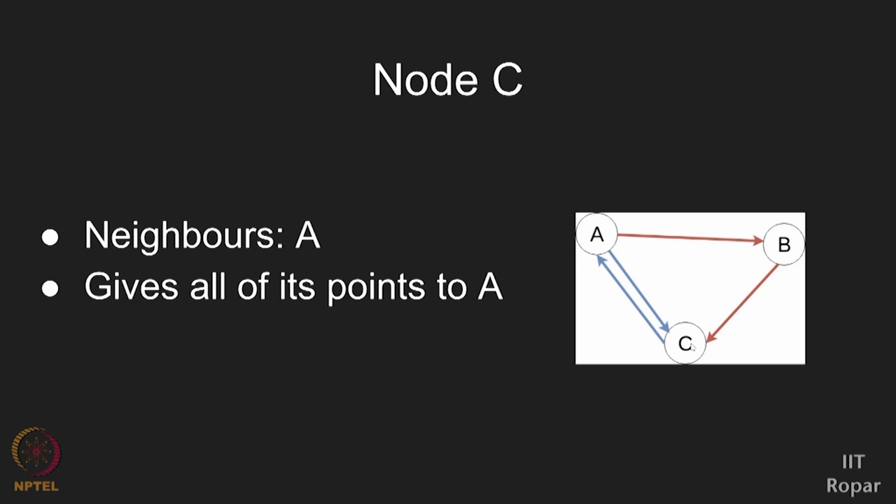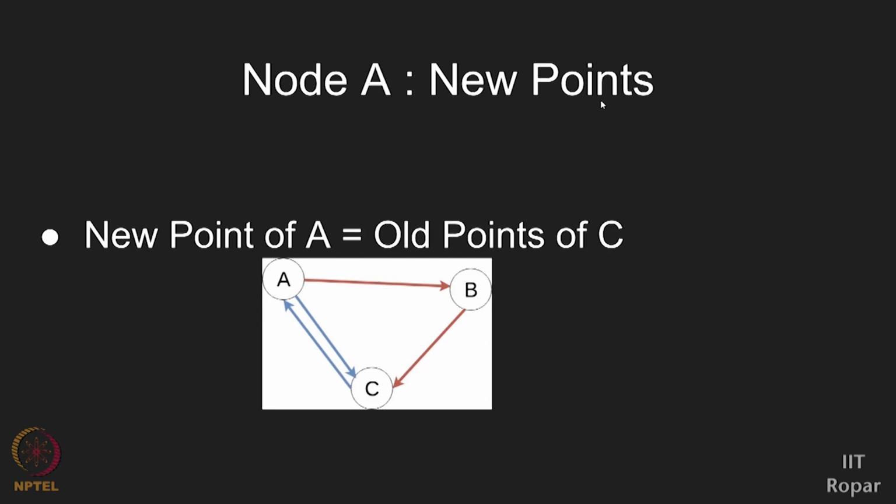Like this, you have to repeat this process multiple times. So this is how you have to give. A node is giving to someone as well as getting from someone, right? So we'll see the getting details now. Node A will get something, and that will be his new points.